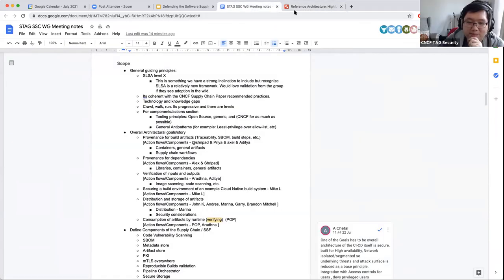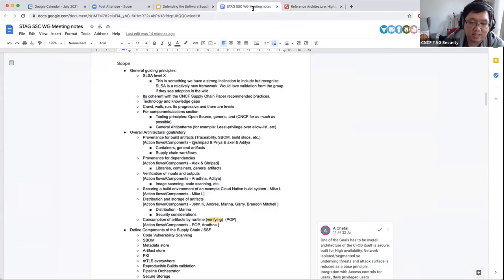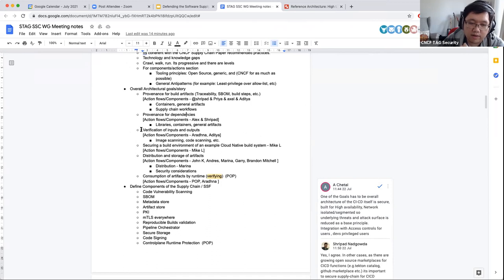Yeah. So let's start with provenance of your artifacts. Which boxes does it touch? Let me just go through it really quickly. We have provenance for the artifacts, this traceability, SBOM, build steps, provenance for dependencies. This is the ingestion of libraries and so on. Verification of inputs and outputs, this is more like code scanning, image scanning. We have securing the build environment, so this is Tekton, Keylime, the stuff that we talked about. We have distribution and storage of artifacts, and some registries, distribution, and so on. And then we have the consumption, which is the runtime side of it.